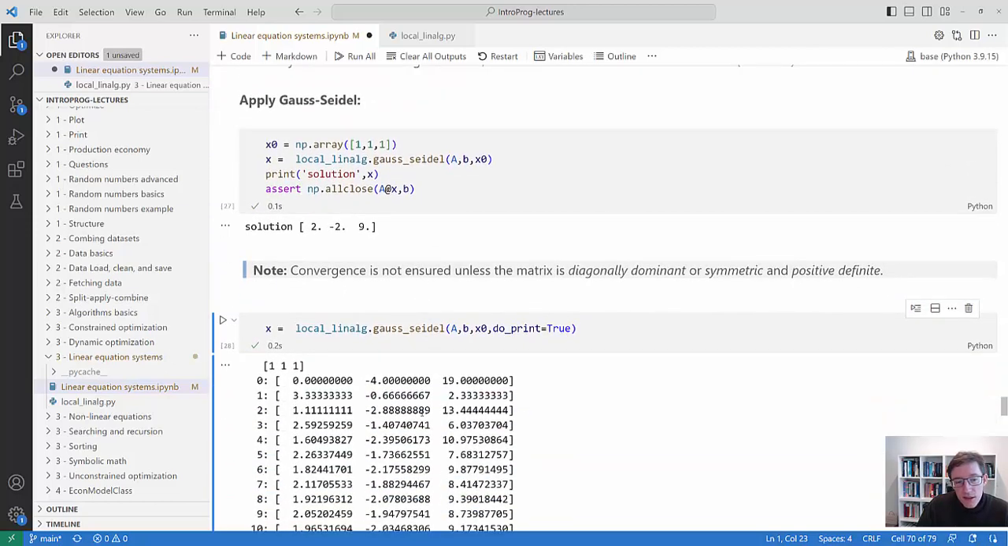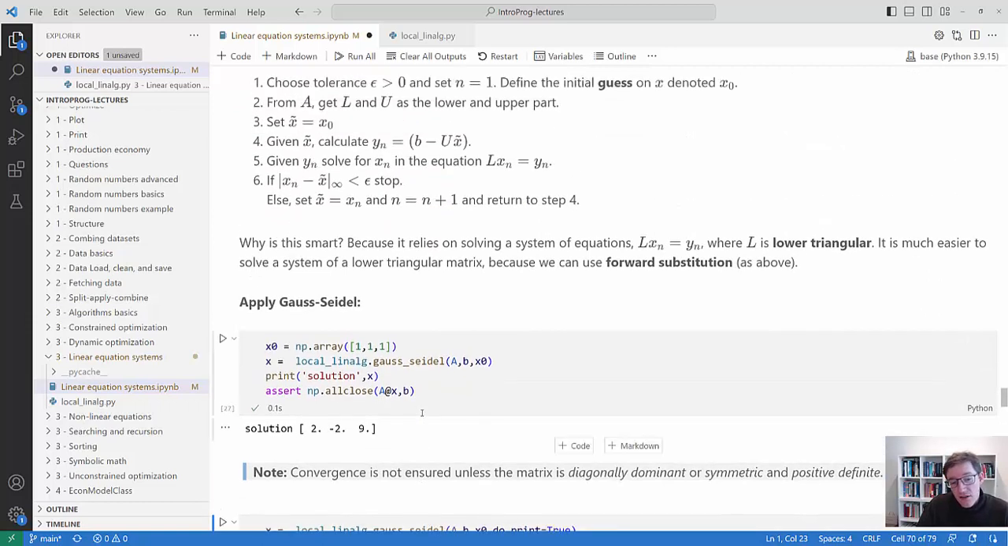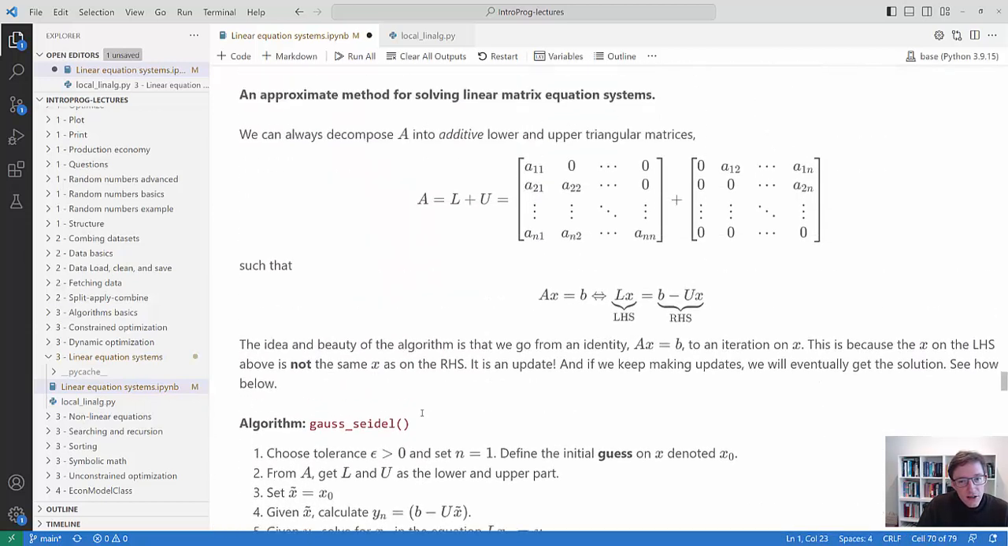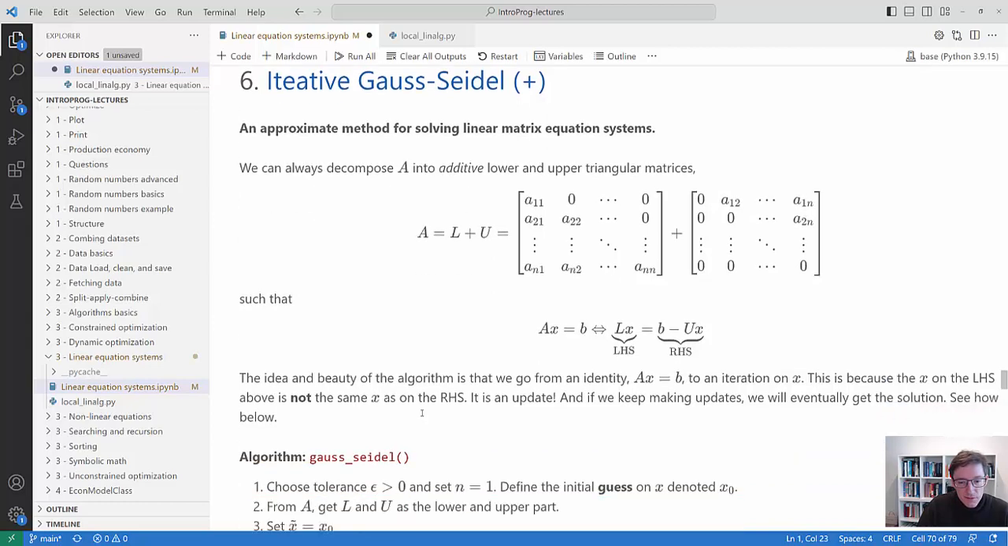So this can sometimes be useful if the equation system is very, very big and therefore very hard to solve, but you only need an approximate solution to it. Then the Gauss-Seidel or something like Gauss-Seidel can be interesting.